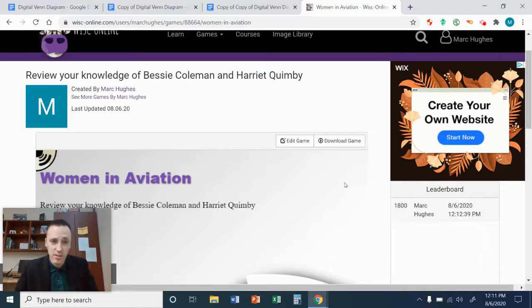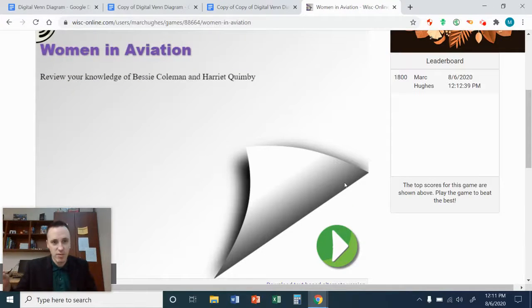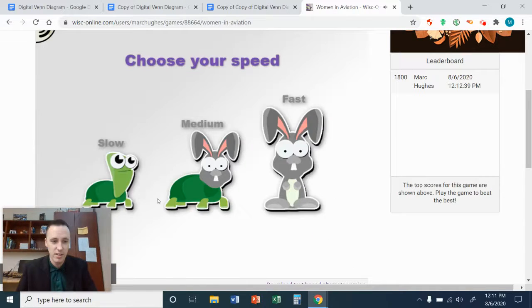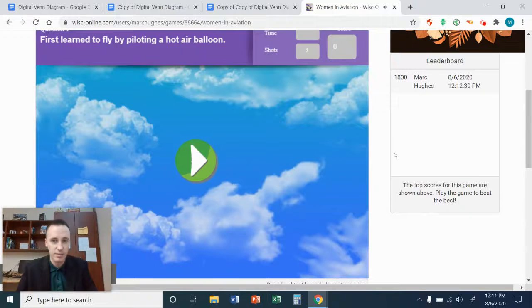Because you're going to review your knowledge of Bessie Coleman and Harriet Quimby. You don't have to try and remember so much. We had to do that with these first two because we read those a while ago. This one we just recently read, and you can certainly use the text, and doing this activity will help you do that as well. So you're going to start down here. You can pick different speeds. We'll go with slow so we know what we're looking at.